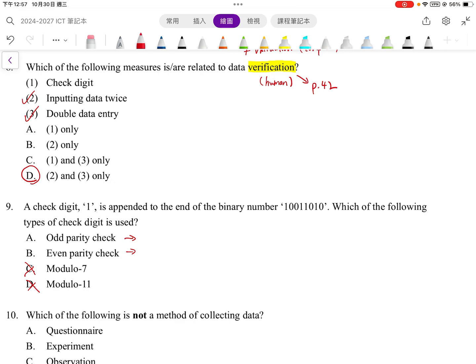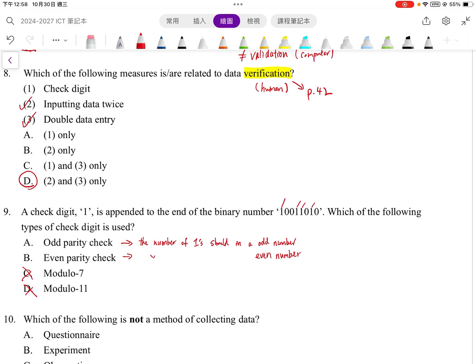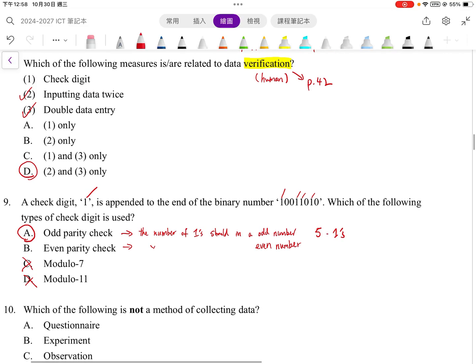If you want to pass an odd parity check, that means the number of ones should be an odd number. For even parity, similar, but this time the number of ones should be an even number. So you have to count how many ones there are. 1, 2, 3, 4, right? And then I have appended one more digit, which is also 1. So all in all, we have 5 ones. And for sure, 5 is an odd number, so we will say that this is an odd parity check because we have 5 ones in our data.